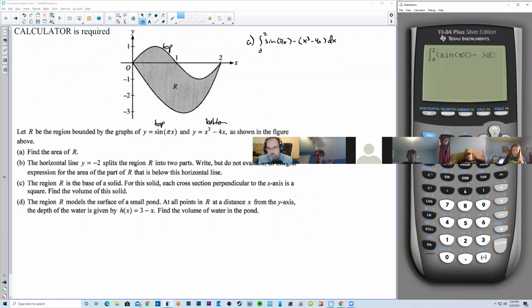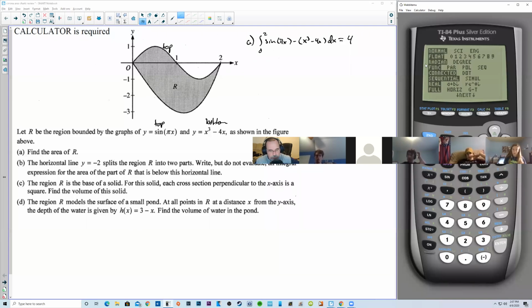And then we're going to minus in parentheses now because it's subtraction. You got to be careful when you're subtracting. X to the third minus 4x dx. Enter. Oh, 4. That's a nice number, especially using sine. But you got to make sure, I went to mode. Got to make sure you're in radians.